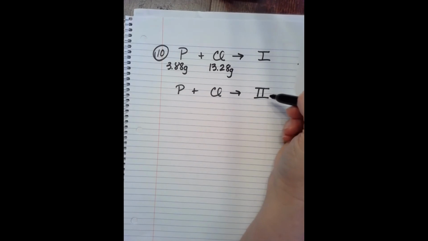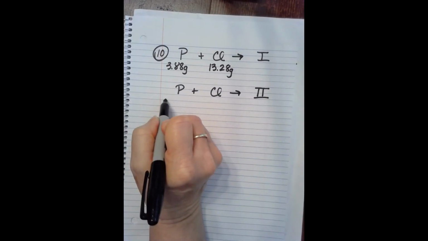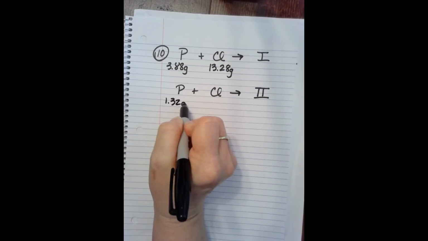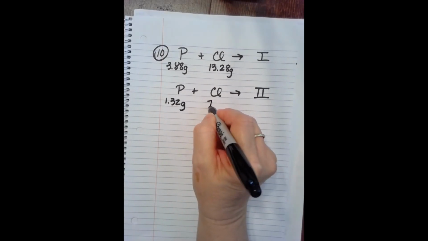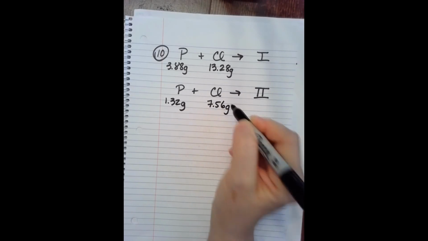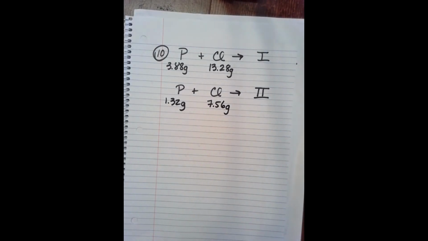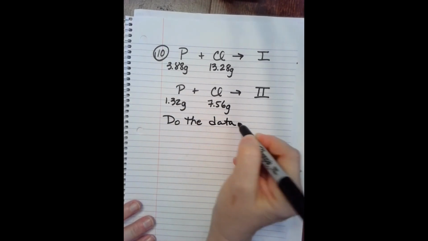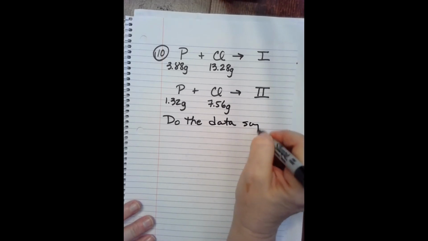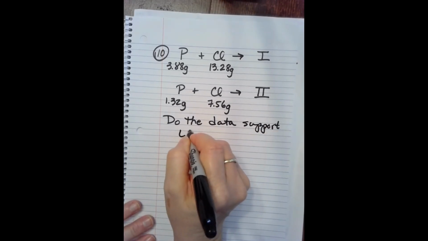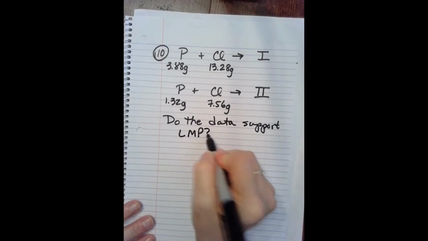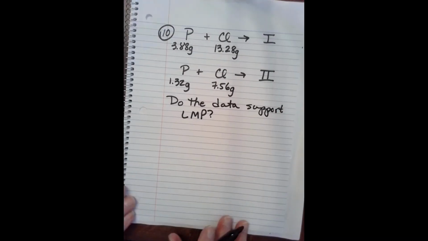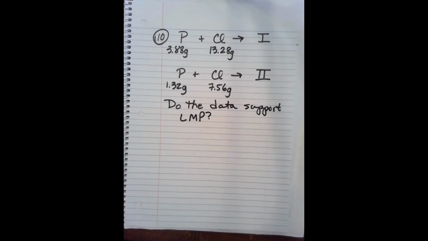In the other compound, this is the other one, 1.32 grams of phosphorus combines with 7.56 grams of chlorine. And then the question is, do the data, because data is plural, support the law of multiple proportions? Okay? So we've got to show that. So what we're looking for is, do we get a whole number ratio when we work through this?